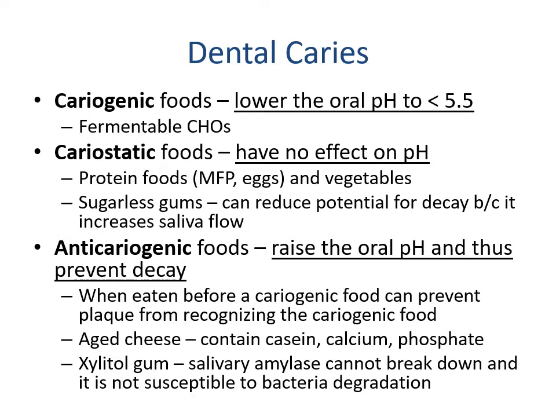And so when eaten before a cariogenic food, this can prevent plaque from having access to those carbs. This is things like aged cheese, which contains casein, calcium, and phosphate. And you'll notice that aged cheeses, almost all of them actually, are carb-free, right? This is kind of the big craze you'll see with the keto diet. So again, you're looking at those aged cheeses that don't have carbohydrates in them. And xylitol gum, right? So again, salivary amylase can't break it down, and it's not susceptible to bacterial degradation.